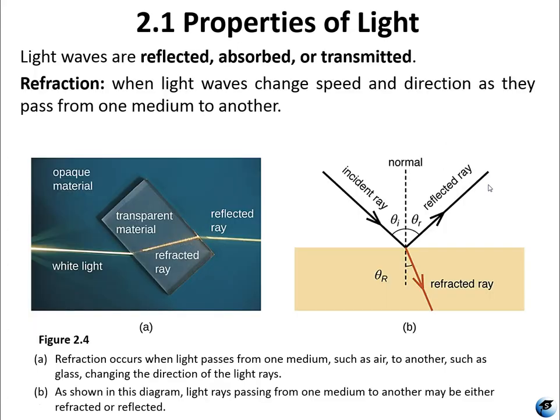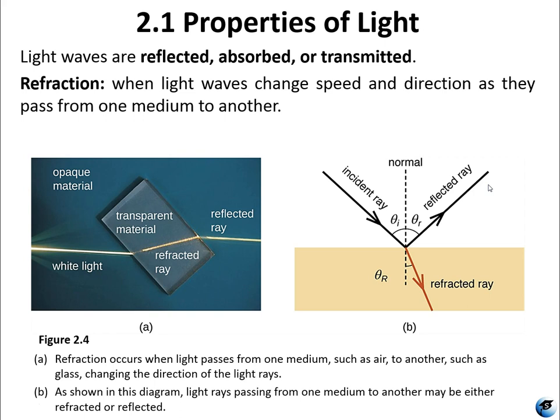Light waves can be reflected, they can be absorbed, they can be transmitted, okay? And it depends on the property of the material the light is going through. Light acts differently if it's going through air versus glass, oil, or a solid. Refraction is when the light waves change speed and direction.